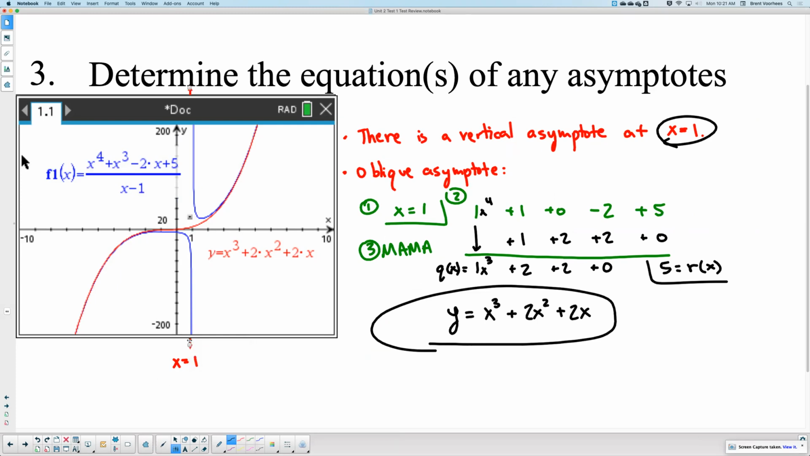I don't know, why is that not going to the front? Order, bring to front. There we go. So let me get that back on.